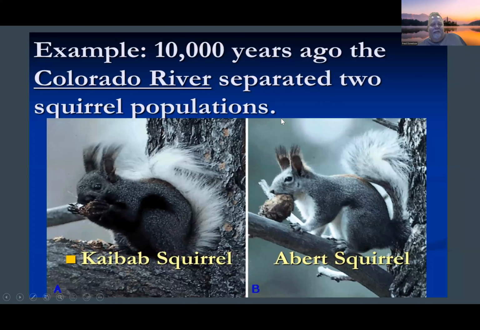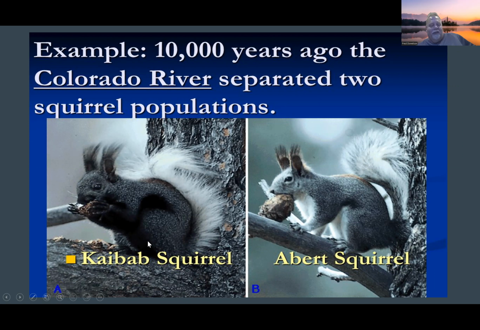So supposedly 10,000 years ago, the Colorado River began separating the two squirrel populations. And eventually that became the Grand Canyon. And so what happened was the Kaibab squirrels were on one side of the canyon, the Aberts were on the other, and some of their genes got separated from each other. So you can see here they have these really tall ears and tufts, and they have a different coloration, and they have a different kind of tail, and they actually ate different types of food.